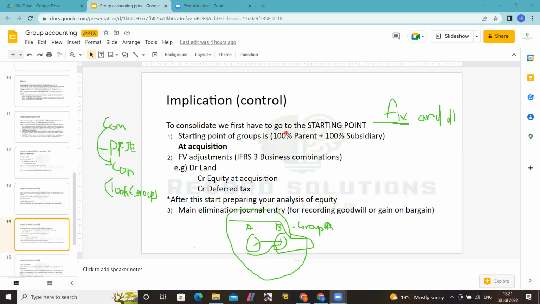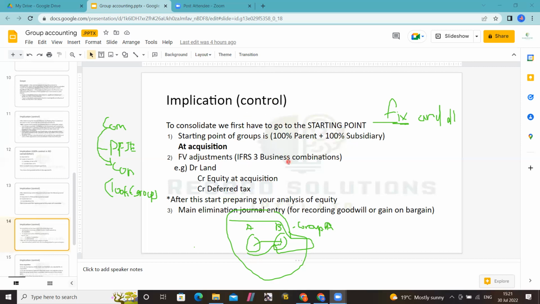So debit PPE with 20,000, right? And then credit what? You're going to credit this account called equity at acquisition. So this equity at acquisition is an account where we accumulate all of these profits and losses that we got at the beginning of the year, right? And what do I mean when I say profit and losses as a result of these fair value adjustments?